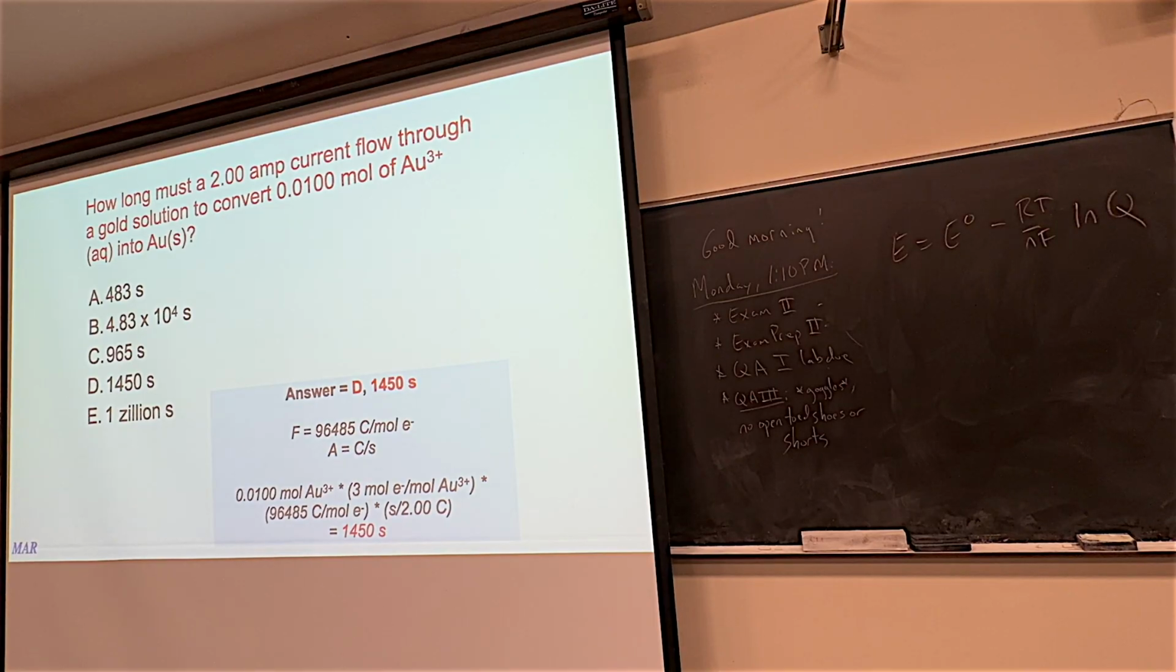So here's the math. Moles of gold 3 plus. You need 3 moles of electrons to turn gold 3 plus into gold. Multiply by Faraday, divide by the amperage, will give you the second value, 1450 seconds.